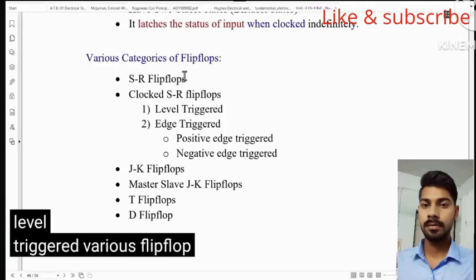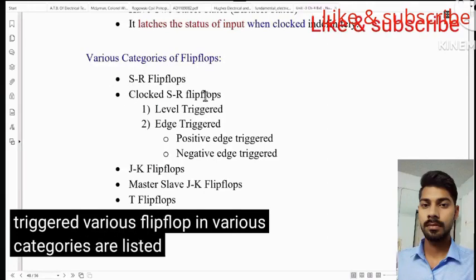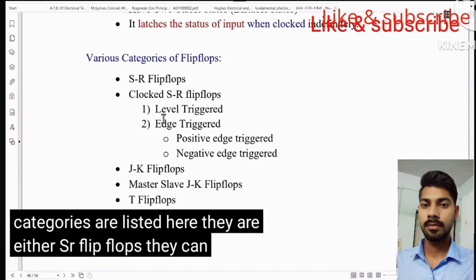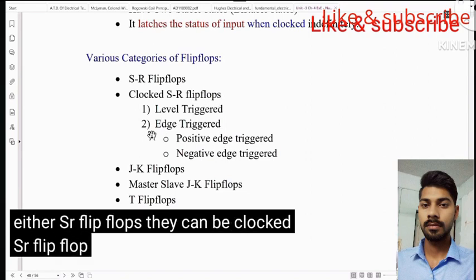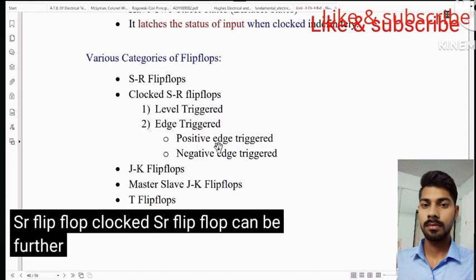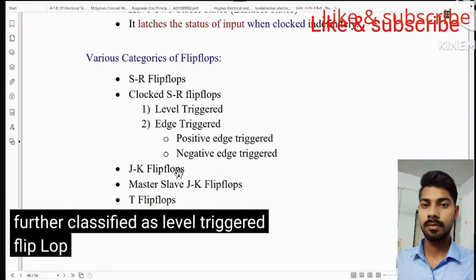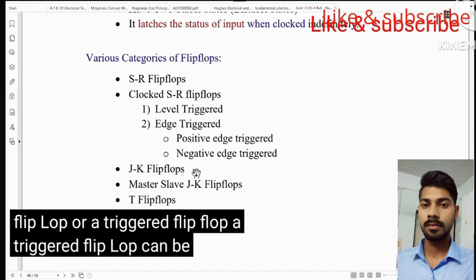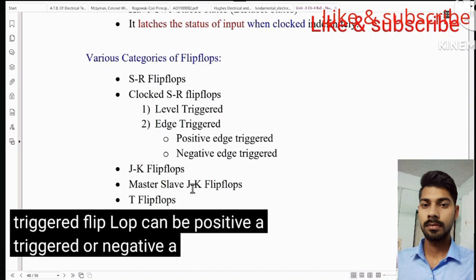Various flip-flops in various categories are listed here. They are either SR flip-flops. They can be clocked SR flip-flops. Clocked SR flip-flops can be further classified as level triggered flip-flops or edge triggered flip-flops. Edge triggered flip-flops can be positive edge triggered or negative edge triggered.